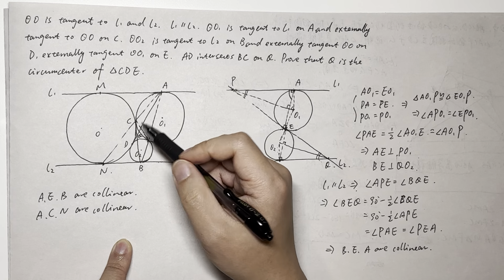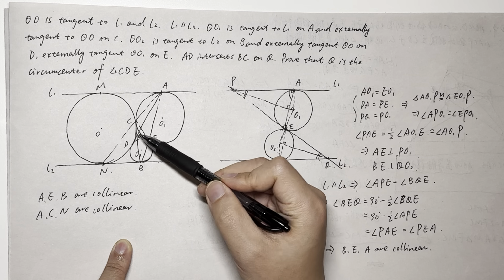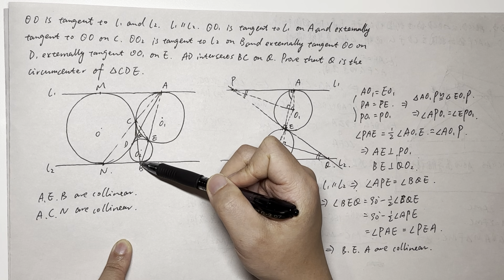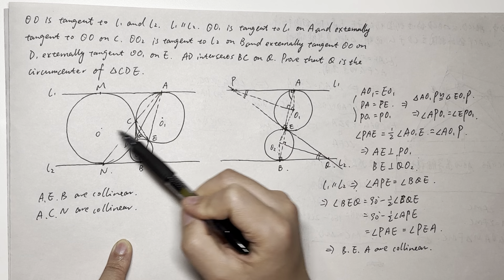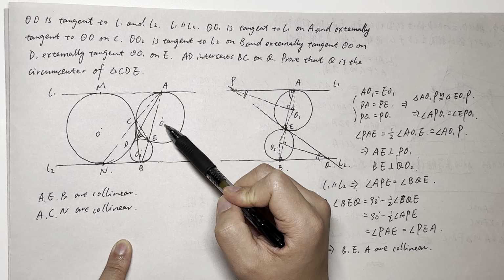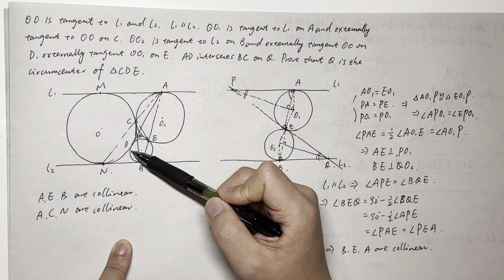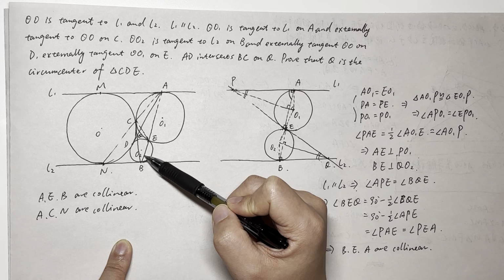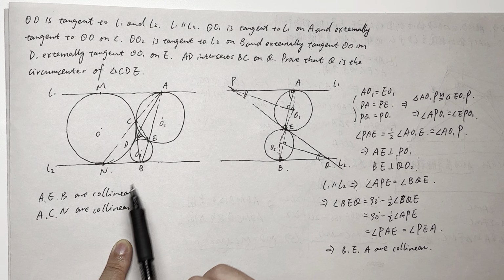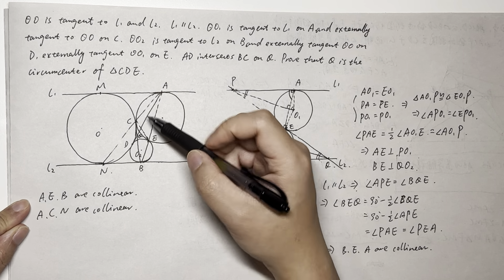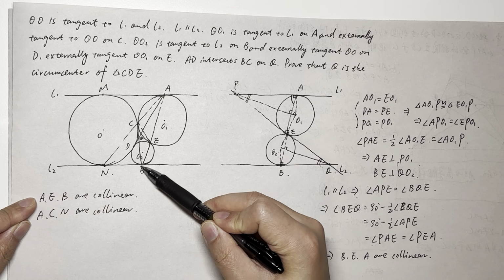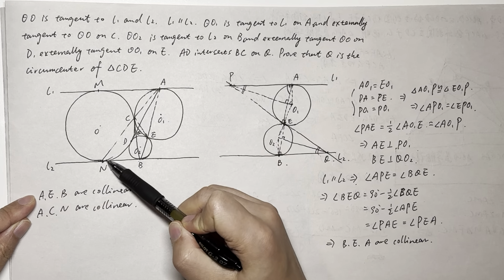If you just look at the figure, you have the feeling that CB might be the radical axis of circle O and circle O1. AD might be the radical axis of circle O and circle O2, right? So I'm trying to prove that. That's why I notice AEB are collinear and ACN are collinear.